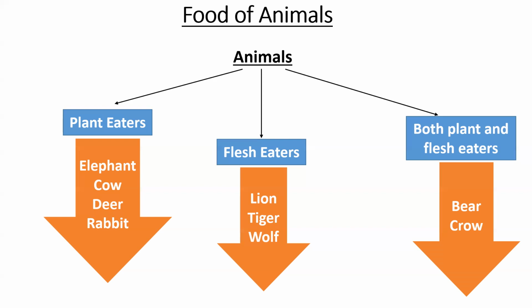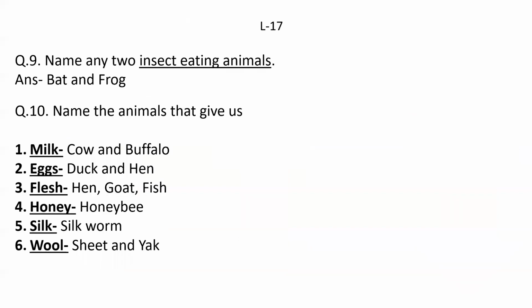Now let's come to the next thing, which is animals that like to eat insects. Bat and frog. Bat and frog are the animals that like to eat insects. All right. Now, we all know that animals are very useful to us. They all are very useful to us.